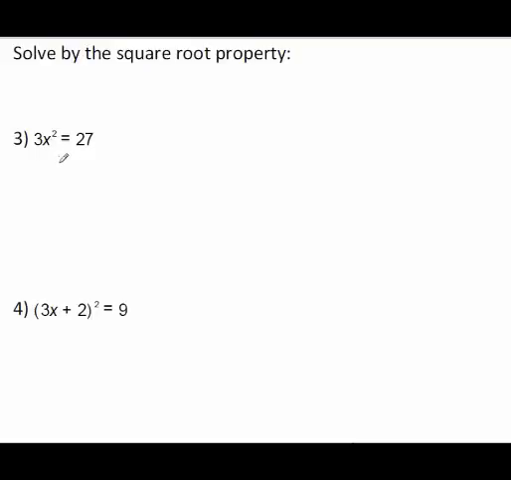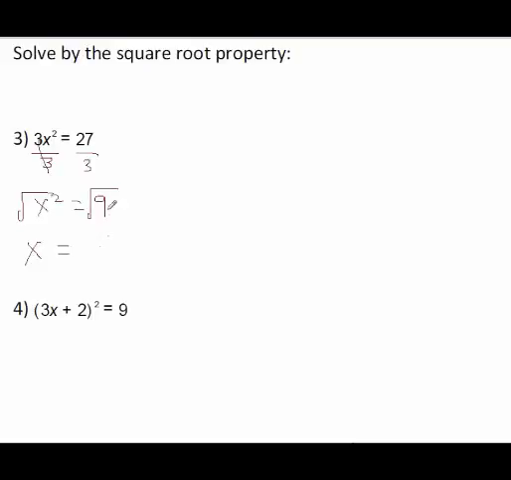3x squared equals 27. So you would need to isolate the x squared, and of course, like any other equation, divide each side by 3 to isolate the x squared. Equals 9. Now you take the square root of x squared, that's going to give you just plain x. So whatever you do to one side, you got to do to the other side.